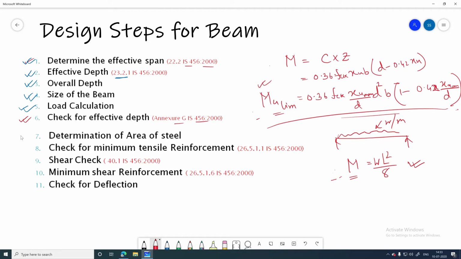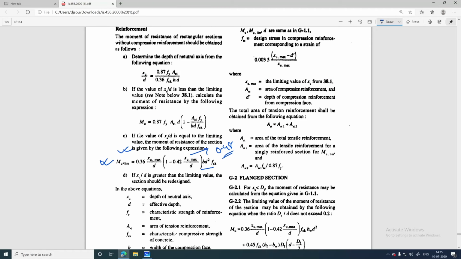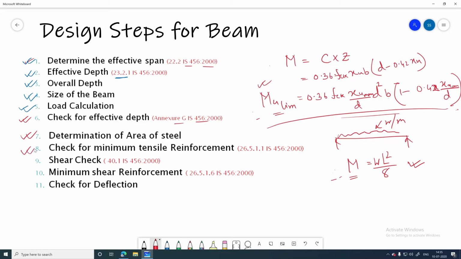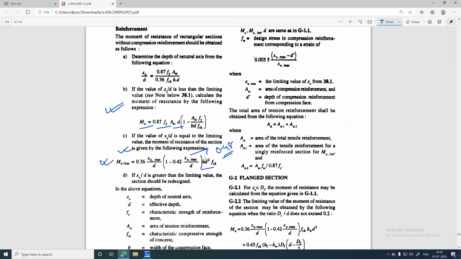Now to determine the area of steel, we go to Annex G again. Look, the area of steel is also calculated using the following formula, which is also very simple: M is equal to 0.87 fy Ast d into (1 minus Ast fy by b d fck). We will solve a problem to make it clear. In this way we determine the area of steel which is required. Now the next point is to check for the minimum tensile reinforcement, which is given in 26.5.1.1. So let's go there, the minimum reinforcement.